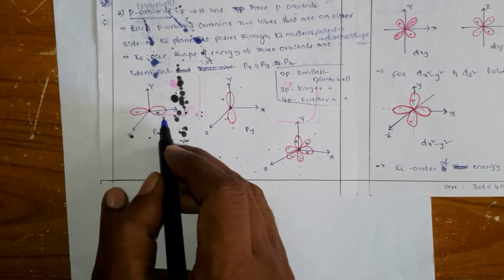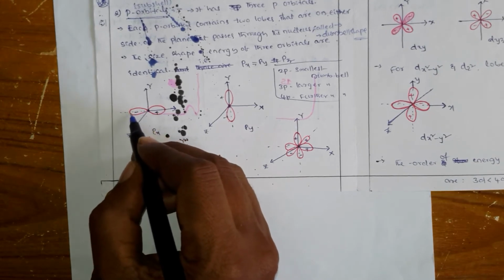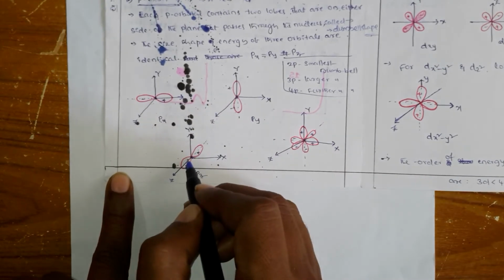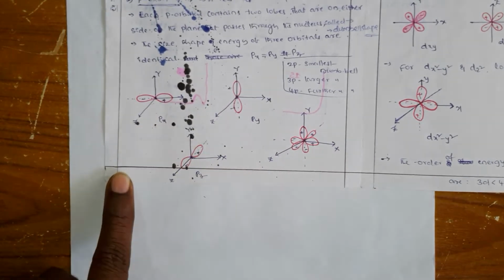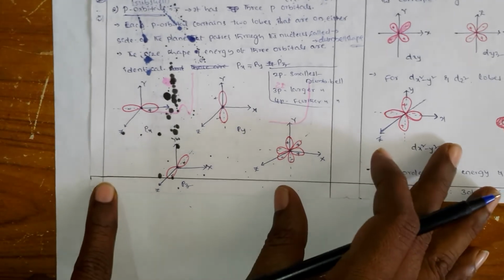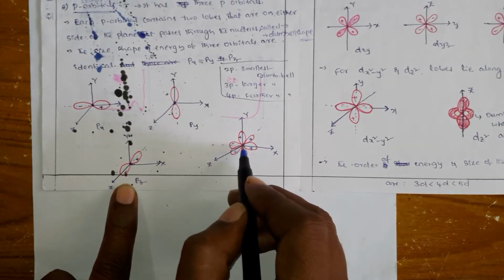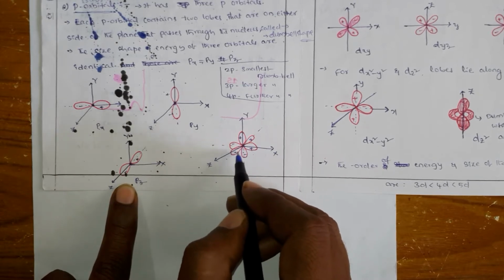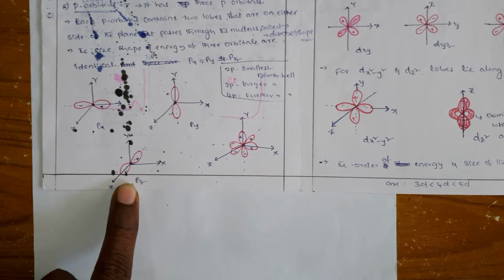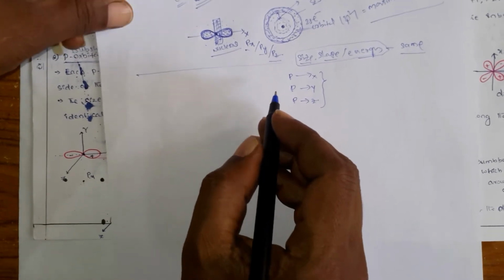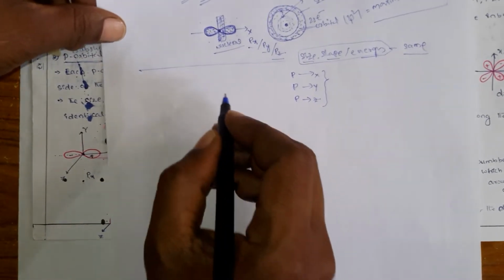So this is one px orbital, another one is a py orbital, another one is a pz orbital. And when you write all three at a time, how does it look? One is px, another is py, another is pz. Don't be confused, just see. Please try to understand one thing, no one will tell you this.